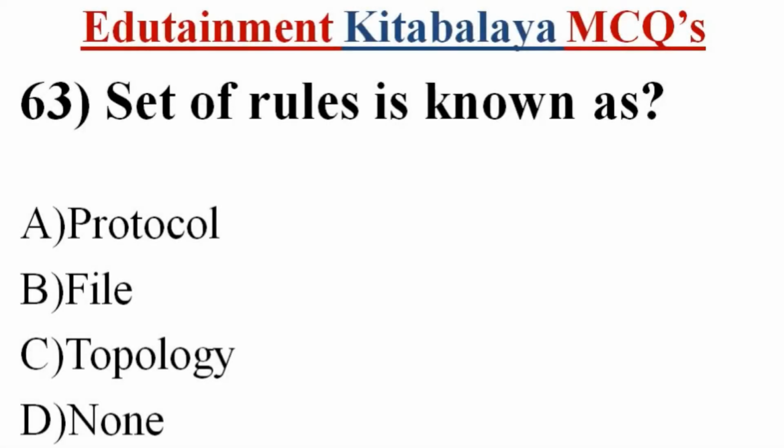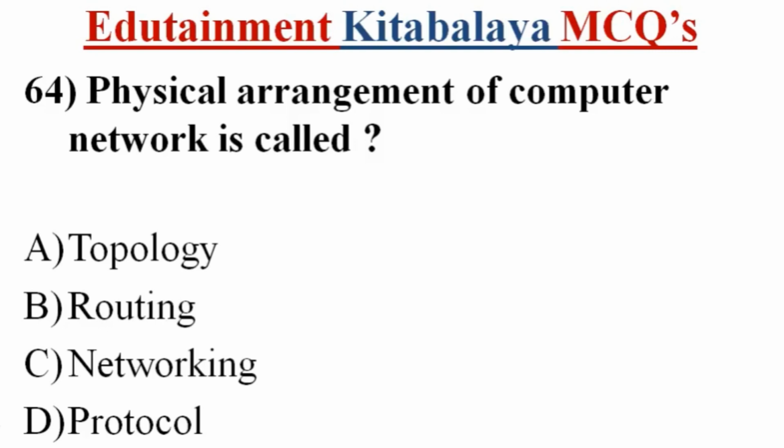Question number 63. Set of rules is known as A. Protocol, B. File, C. Topology, D. None. Correct answer is A. Protocol. Question number 64. Physical arrangement of computer network is called A. Topology, B. Routing, C. Networking, D. Protocol. Correct answer is A. Topology.